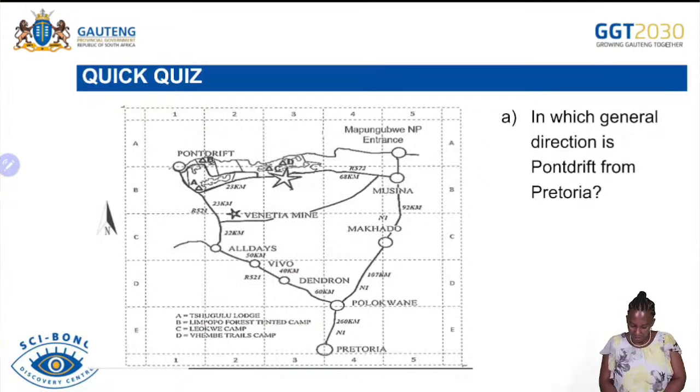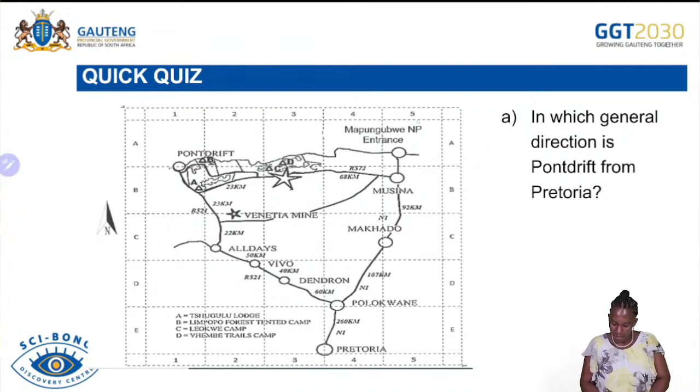With the grid reference, as you can see, we have row numbers 1, 2, 3, 4, 5, and we also have the columns A, B, C, D. So it's up to you, how do you read it? Now, let's check number 1 here. It says A, in which general direction is Pond Drift from Pretoria?